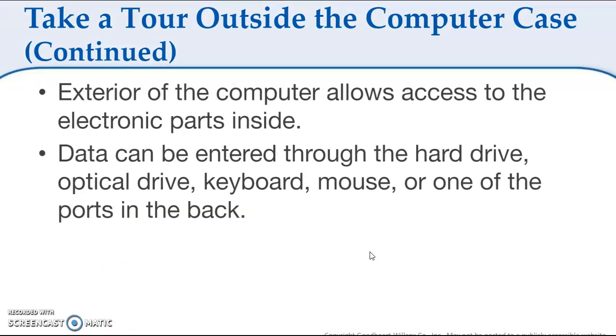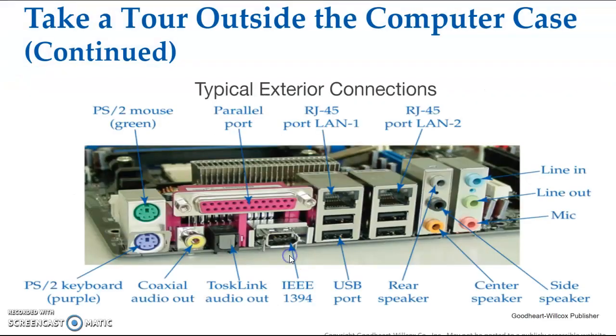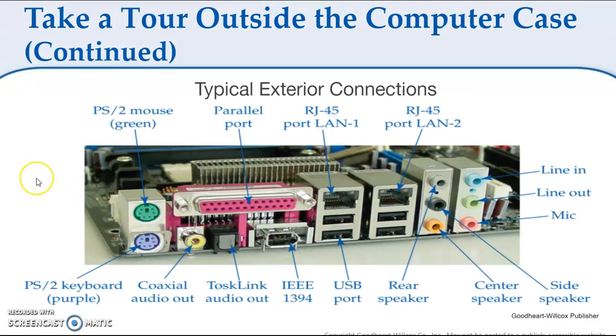So, the exterior of the computer allows access to the electronic parts inside. Data can be entered through the hard drive, optical drive, keyboard, mouse, or one of the ports on the back. We will talk about those ports as well, as they are connected to the motherboard for data processing. Here is an example of a computer case. Let's take a look at the exterior case connections.